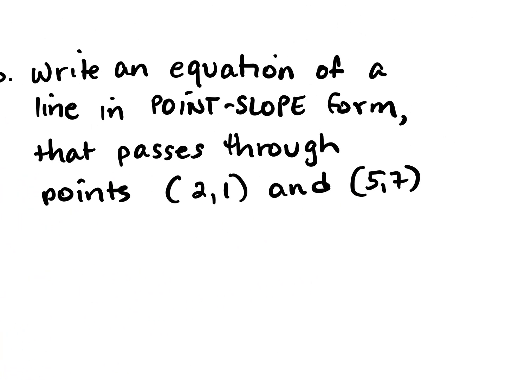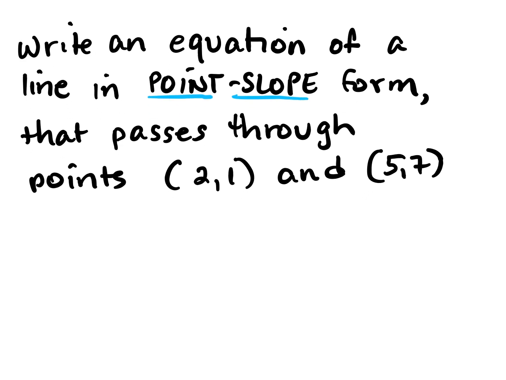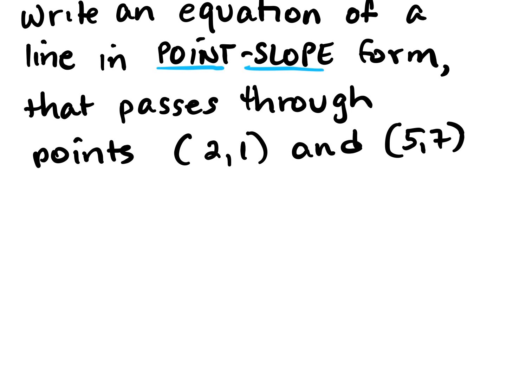All right, in B, we need to write an equation of a line in point-slope form that passes through the points 2, 1, and 5, 7. Well, point-slope form, we need what 2 things? A point and slope. Did it give me the slope here? No. So first thing I want to do is find the slope. So we're going to use our slope formula. So our slope formula is y2 minus y1 over x2 minus x1.